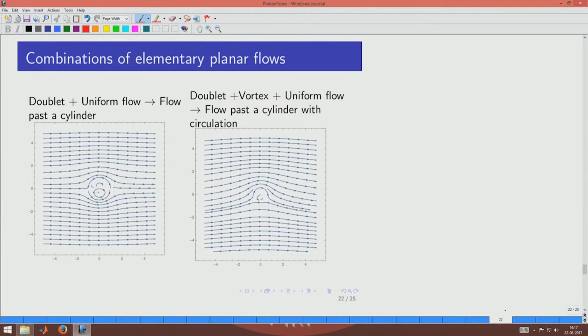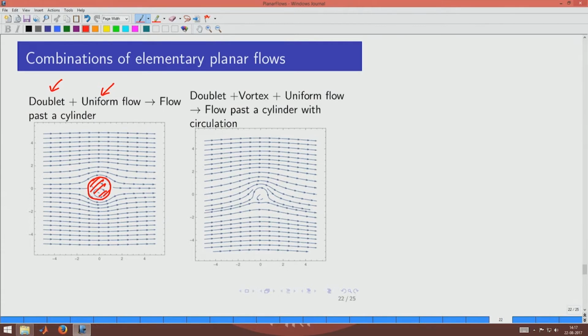So, doublet and uniform flow can then be combined to see how the flow would look when it is going past a cylinder. So, the cylinder is here. Okay. So, the velocity past a cylinder would require it to go up and down like this, and we can already see that the combination of these two functions gives us that kind of a sense of the flow. So, without solving any equation, we can come up with the velocity field description for flow past a cylinder directly in this manner. So, that is one of the uses of elementary planar flows.